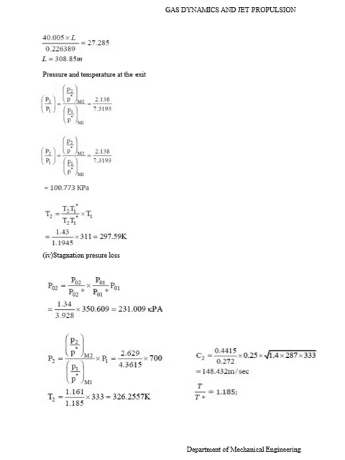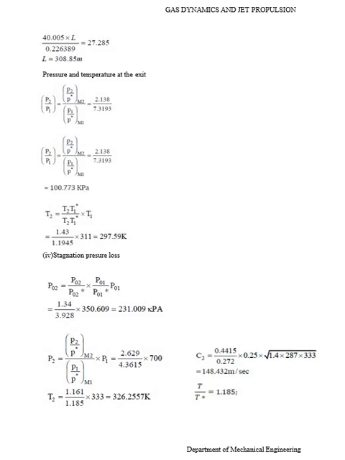Then find out the pressure and the temperature at exit. P2 by P1 is equal to P2 by P star for M2 divided by P1 by P star for M1, which is equal to 2.138 divided by 7.3193. Then P2 equal to 100.773 kilopascal. Then find out T2. T2 by T1 equal to (T2 by T star) divided by (T1 by T star). Then T2 equal to 297.59 Kelvin.